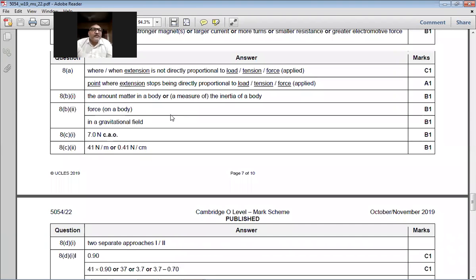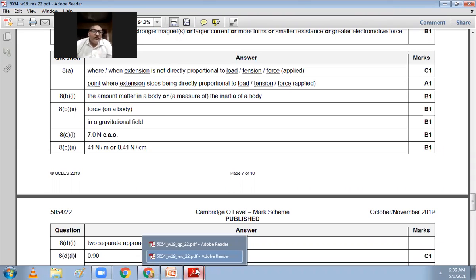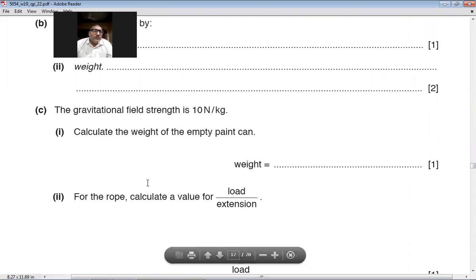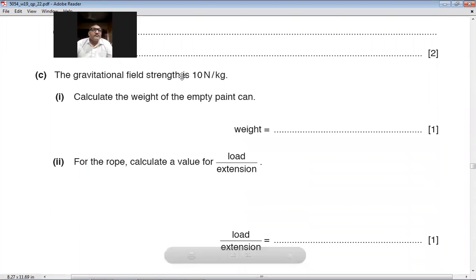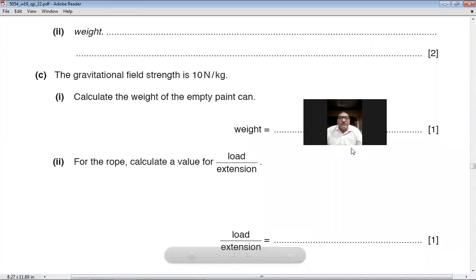The marking scheme says: the amount of matter in a body or a measure of the inertia of a body. Mass is also the measure of inertia. And for weight, it says force on a body in a gravitational field. So our answers are right. So let's move back to the question. Next question.